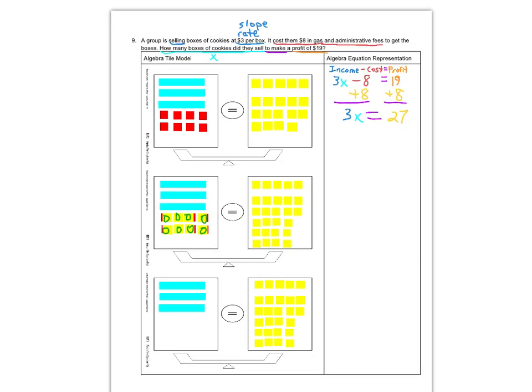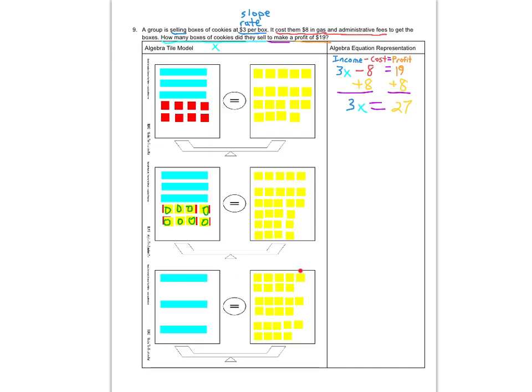Now that we have 3x equals 27, remember, how do I figure out just what 1x is? I have to divide that into 3 groups since there's 3 x's. That means over here I need 3 equal number groups. That becomes this. We've now divided these x's into 3 equal groups, which means then that x is equal to 9. Algebraically, we just divided both sides by 3, giving us x equals 9. And that would be 9 boxes of cookies.